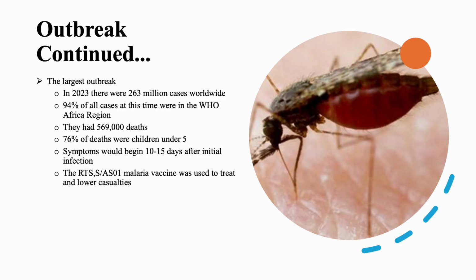In 2023, there were over 260 million malarial cases worldwide, and 94% of these came from the World Health Organization's African region, which covers over 20 different countries. They had a total of around 569,000 deaths, 76% of which were children under the age of 5. Symptoms would usually occur 10 to 15 days after initial infection. This was a mass outbreak, but thanks to early detection and treatment using the malaria vaccine, the death rate decreased and the outbreak came to a close.